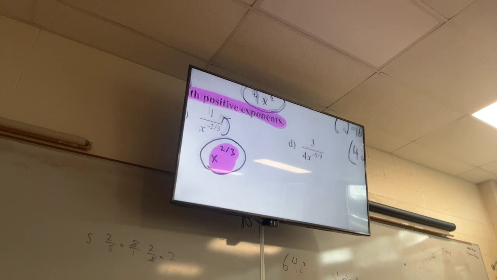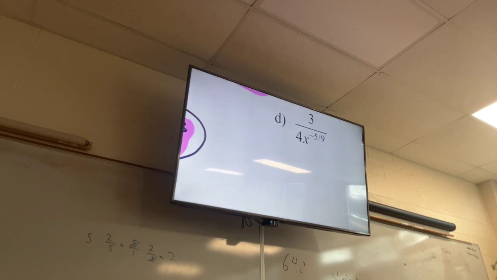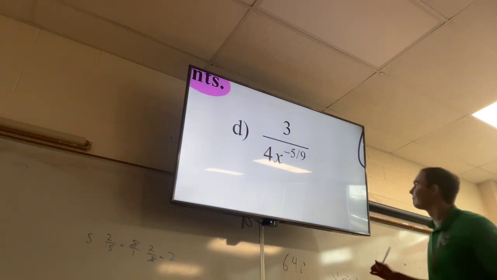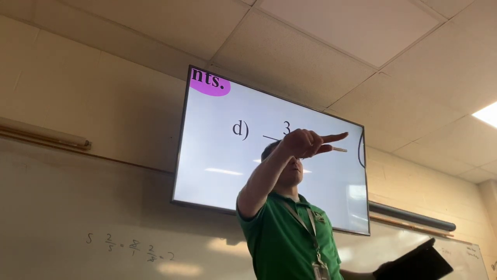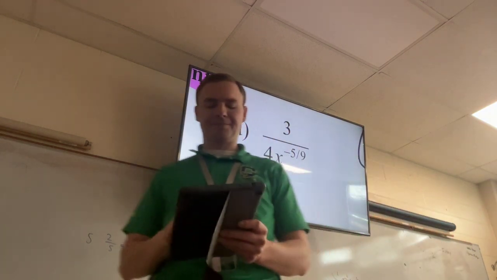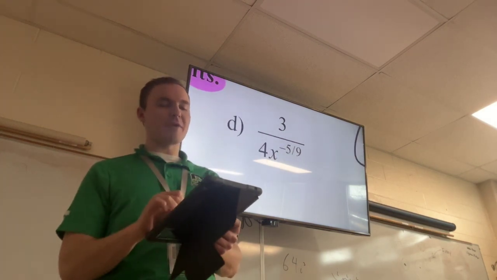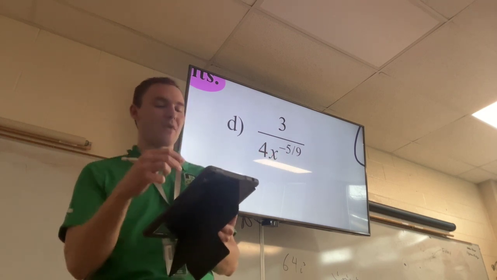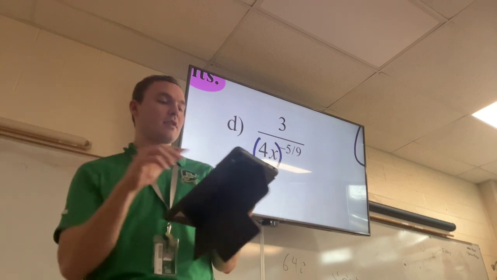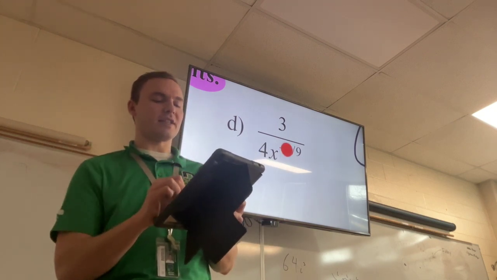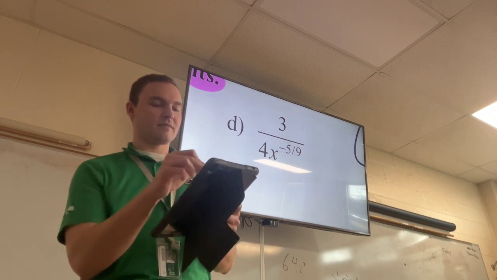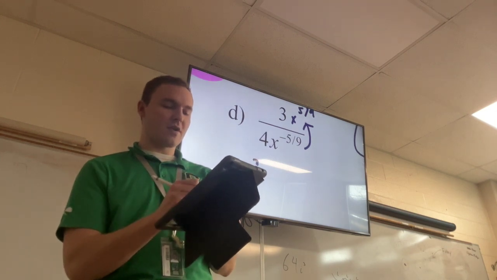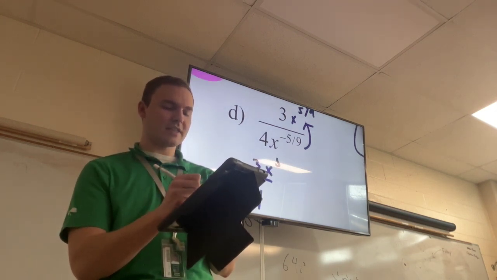All right, what do I do with this one? With D? A lot of energy in here today. Do you just take the x up or do you have to take the 4x? Very good question. Our exponent here is negative 5/9, right? If that applied to both 4 and x, there would have to be parentheses there. Since there are no parentheses, it only applies to the term that it's right next to. So we only move up the x. So it's going to be 3/4 x to the 5/9.